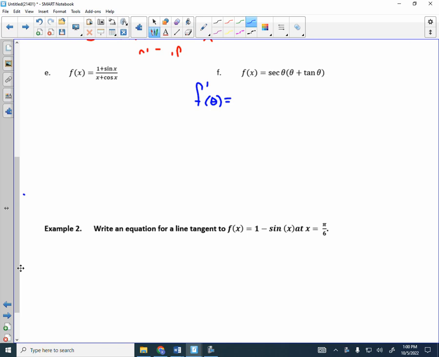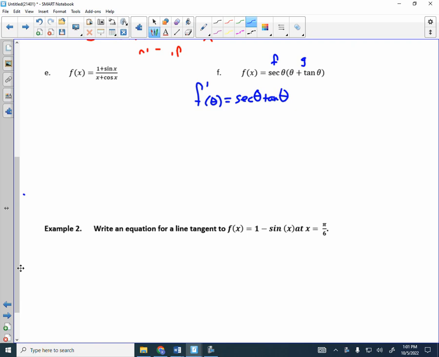So this should be f prime of theta. The variable is theta, not x. Does anybody see what I'm supposed to do here? You could distribute secant, and it would require then the use of the product rule twice. Or you could just do the product rule right now. Okay, so we will call this f, and we will call this g. What is the derivative of secant? Good. Secant of theta times tangent of theta.